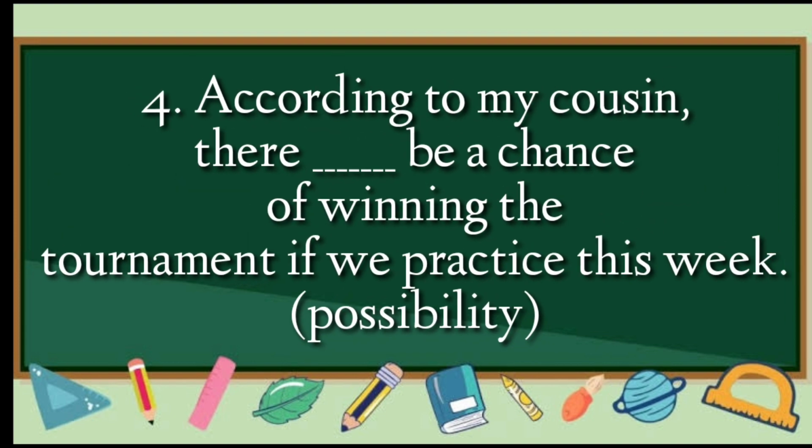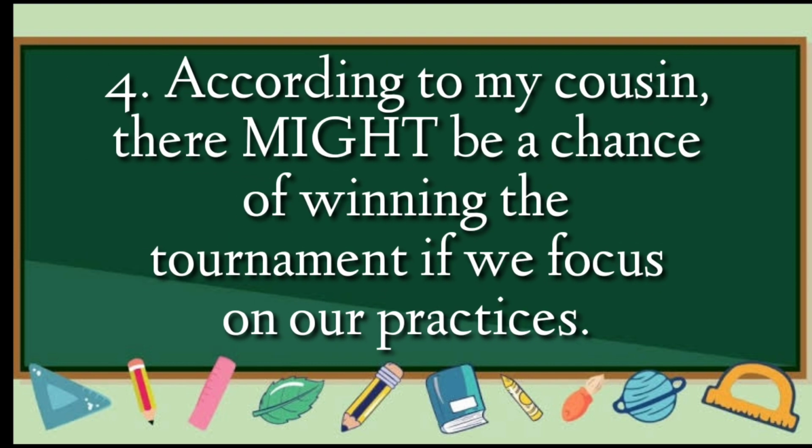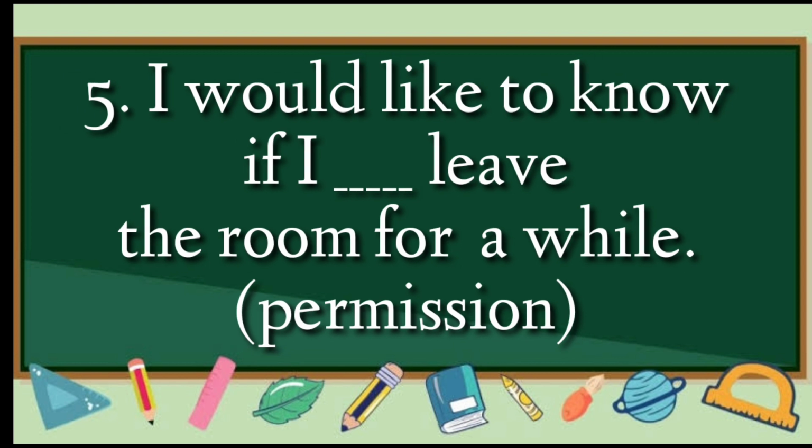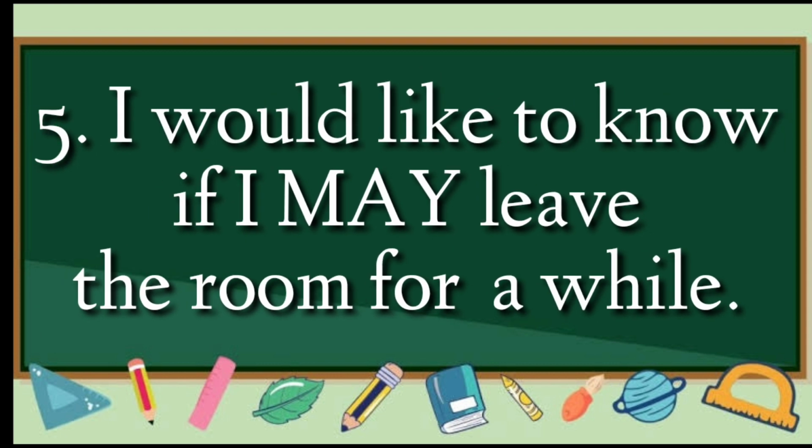Number 4 sentence. According to my cousin, there blank be a chance of winning the tournament if we practice this week. What is your answer? Excellent. The correct answer is might, because it shows a possibility or tendency of making it happen. And for the last one, sentence number 5, I would like to know if I blank leave the room for a while. The correct answer is may, because it is asking a permission to perform a particular action.